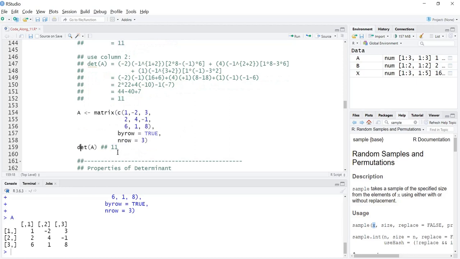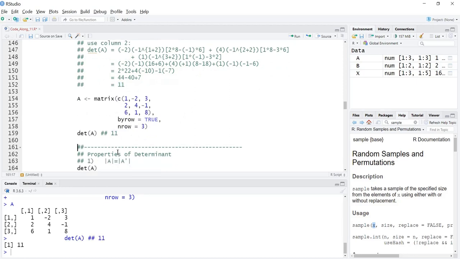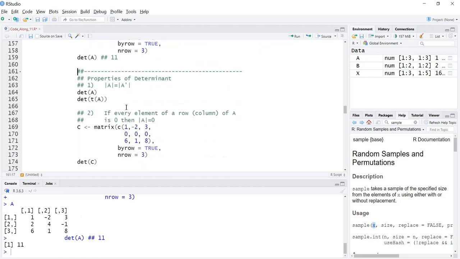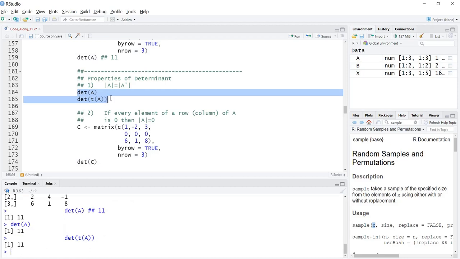Now I can just easily use R to get this. Boom, 11. Much nicer, right? Okay. So there's some properties of determinants, and then we'll call this a video. So we've got the determinant of A is the determinant of A transpose. So let's look at both of these, and I get 11 for both.